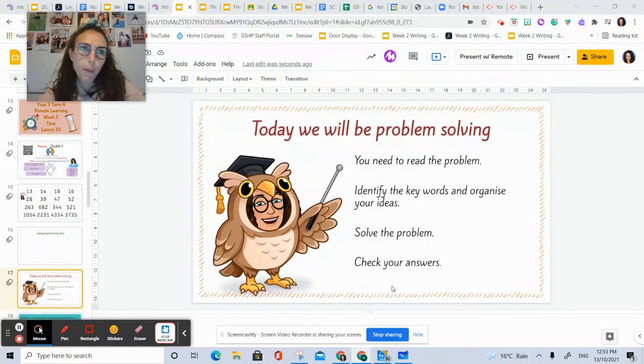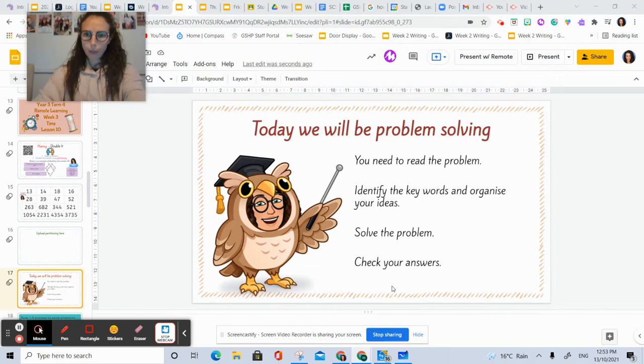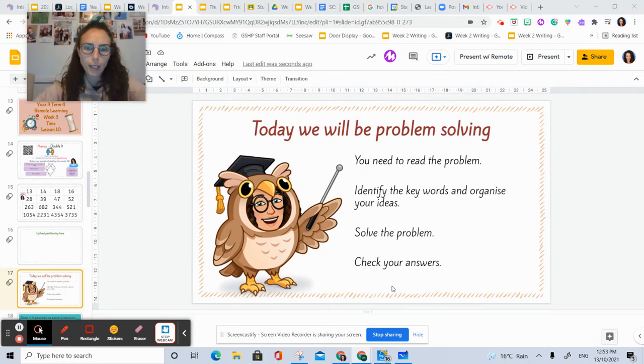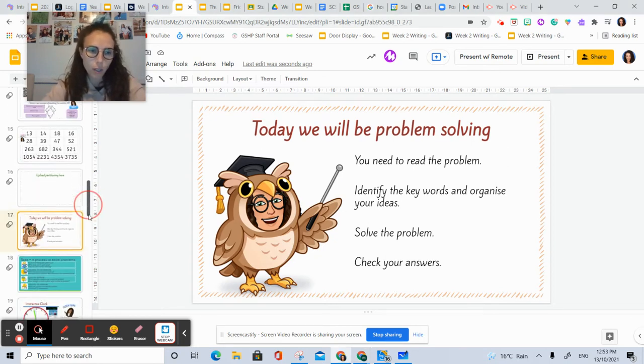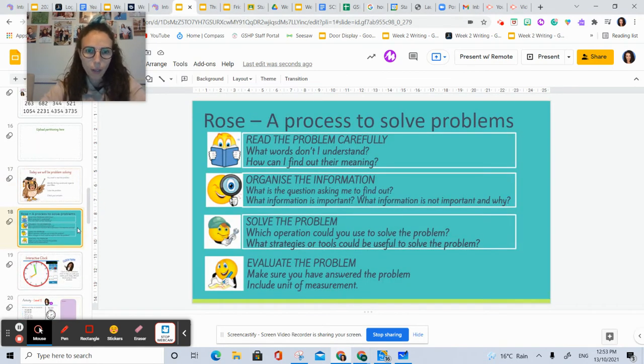Today you're going to be problem solving, looking at some time questions. So you must read the problem, identify the words and organize your ideas, solve the problem, and then use a strategy to check your answer. And we use the ROSE strategy in order to do this, which is read carefully, organize your information, solve the problem, and evaluate the problem.